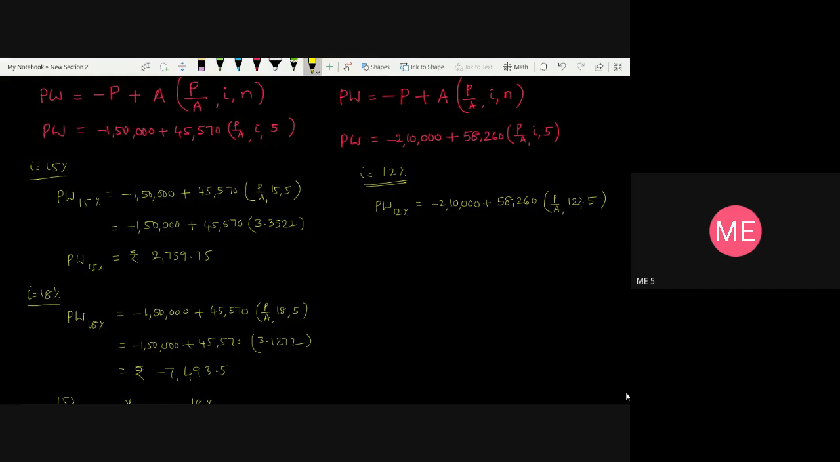By using this equation, I'll be getting minus 2,10,000 plus 58,260, into the factor from the table, which for 12% and 5 years is 3.6048. If I simplify this, it is going to be around 15.65. So this is the present worth at 12%, which is very near to 0. Then if I take 13%, I is equal to 13%.